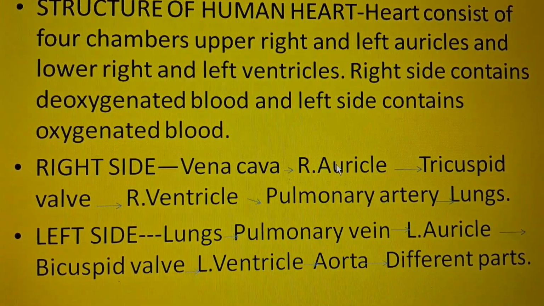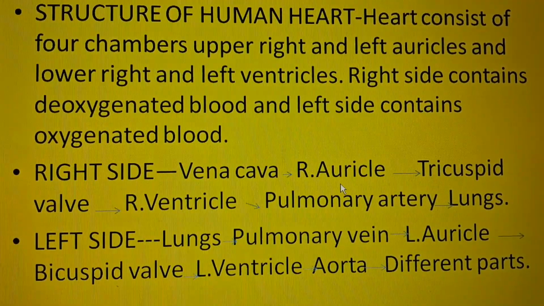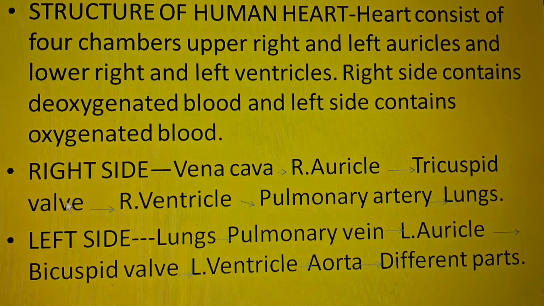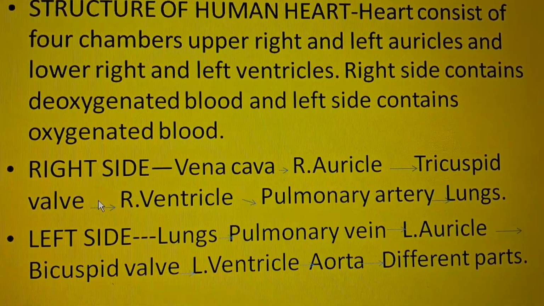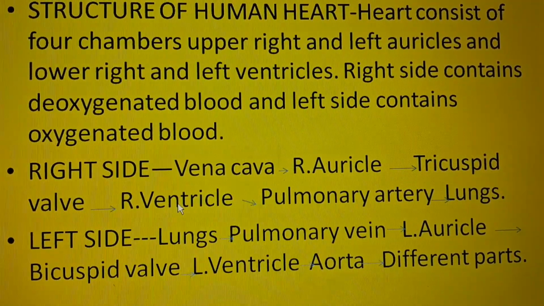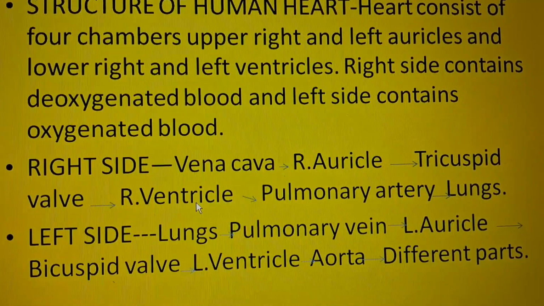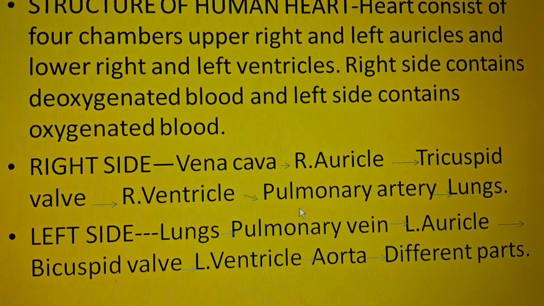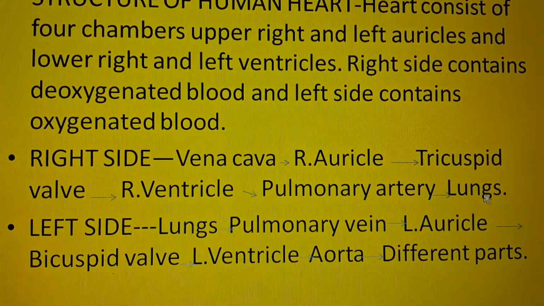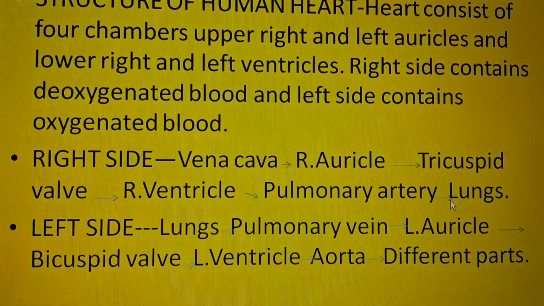Now what happens in the right auricle? The right auricle undergoes contraction, meaning systole, auricular systole. At that time, through the tricuspid valve that is seen between auricle and ventricle, the blood flows into the right ventricle. Now from the right ventricle, during ventricular systole, the blood is carried through the pulmonary artery to the lungs for purification. So the lungs are the organ that purifies the blood into oxygenated blood.